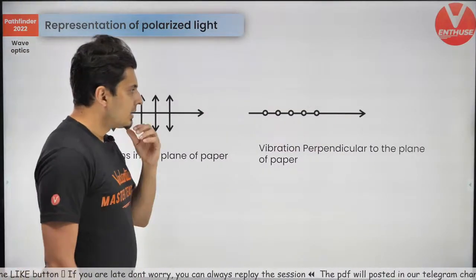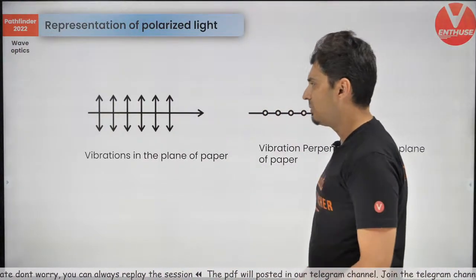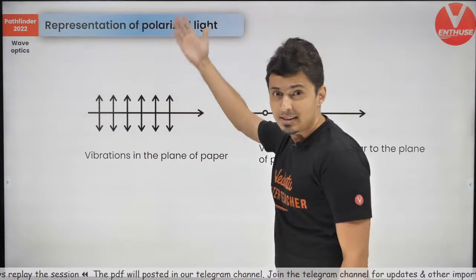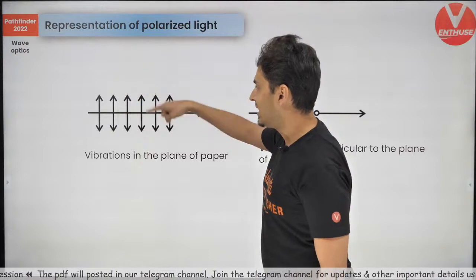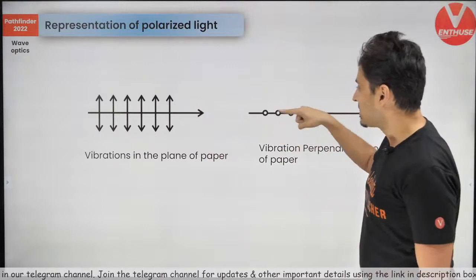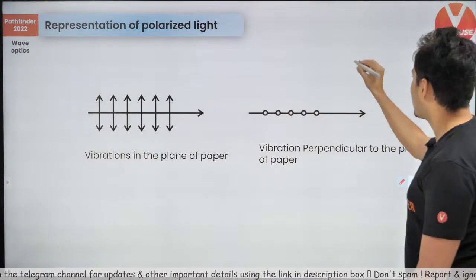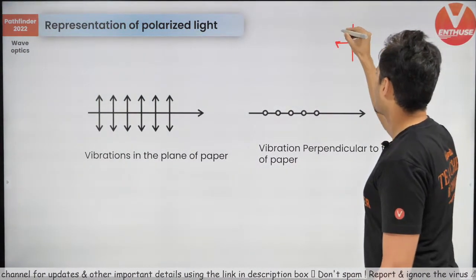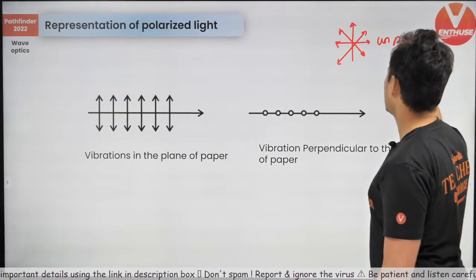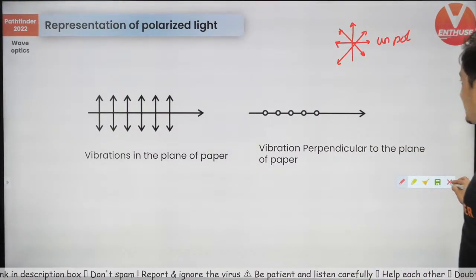Now you should know how to represent polarized or unpolarized light. If the plane of oscillation is in the plane of the board, you can show it with lines. Those lines show that the electric field is in this plane. If it oscillates perpendicular to the board, it is shown with dots. And if it is unpolarized, then you show arrow marks everywhere. So this is unpolarized light. This is just the way in which you represent light, whether it is polarized or unpolarized, and in what direction.